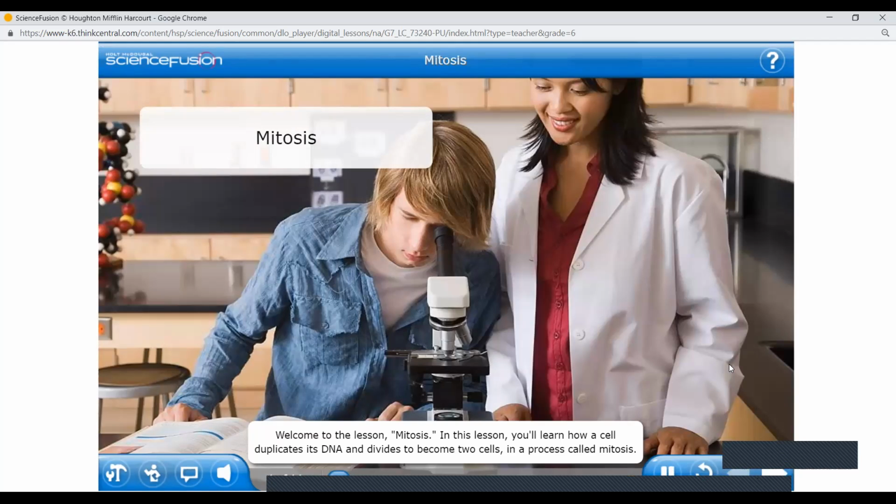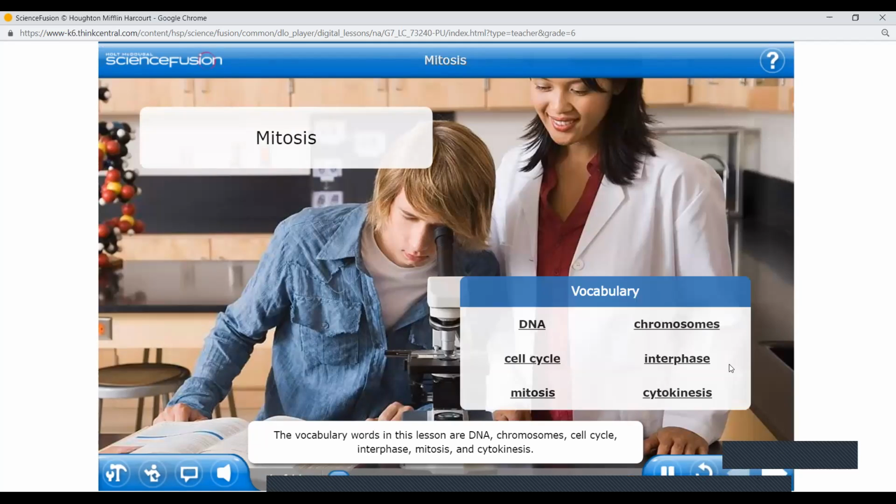Welcome to the lesson Mitosis. In this lesson, you'll learn how a cell duplicates its DNA and divides to become two cells in a process called mitosis. The vocabulary words in this lesson are DNA, chromosomes, cell cycle, interphase, mitosis, and cytokinesis. Click each word to learn more about it.